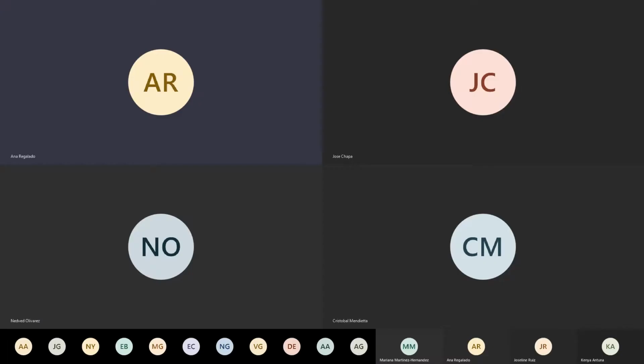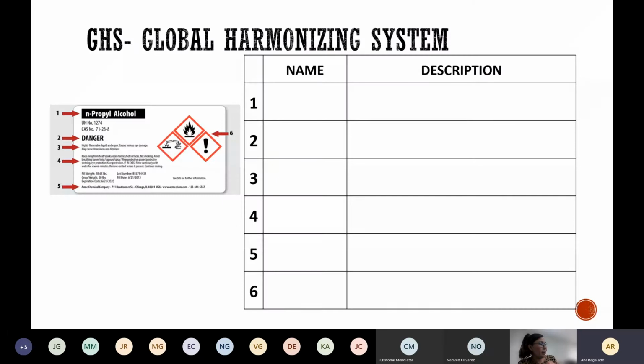So the first section on a GHS label is called the product identifier. In this case, the name of this chemical is N-propyl alcohol. It's just rubbing alcohol that we use, let's say if you get injured, to clean an injury. The product identifier section should always match whatever's in the safety data sheet. Remember, I said the safety data sheet is a more lengthy document. It actually has 16 sections.